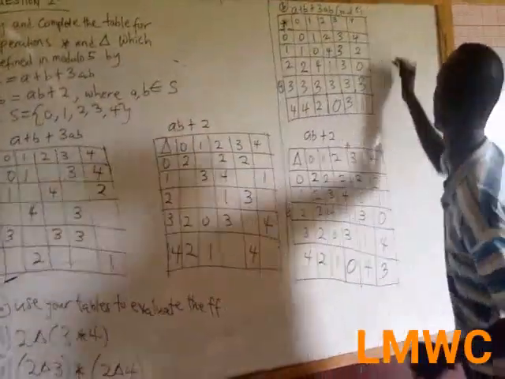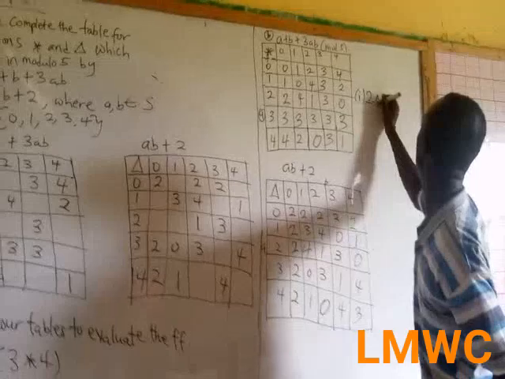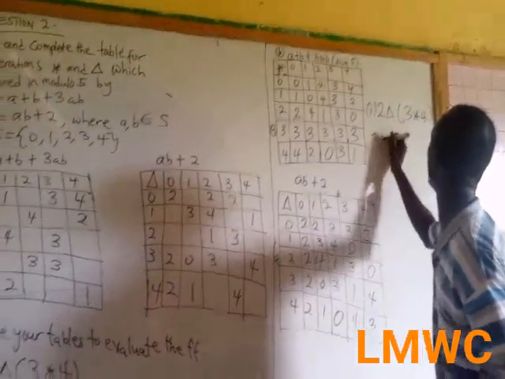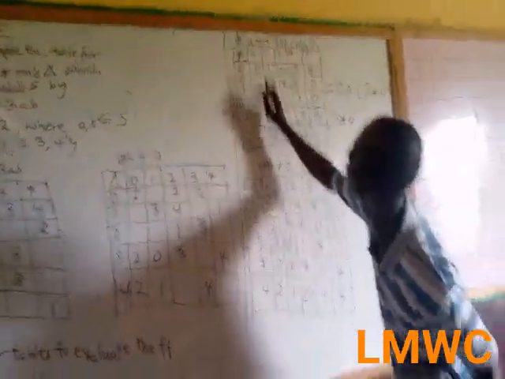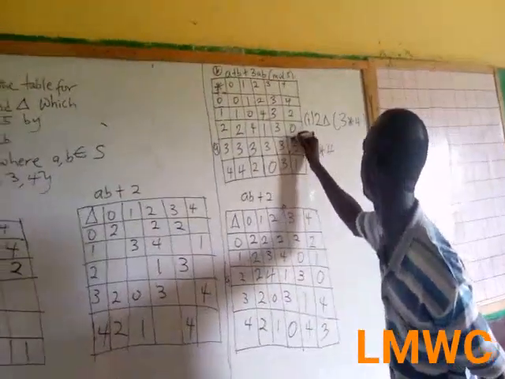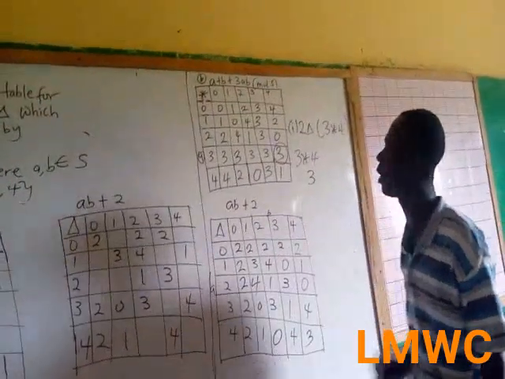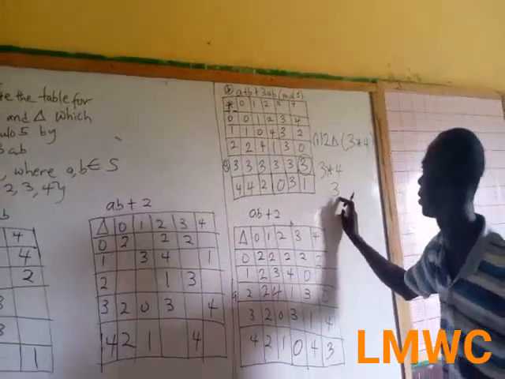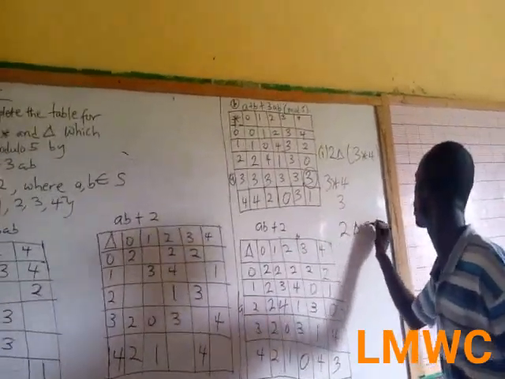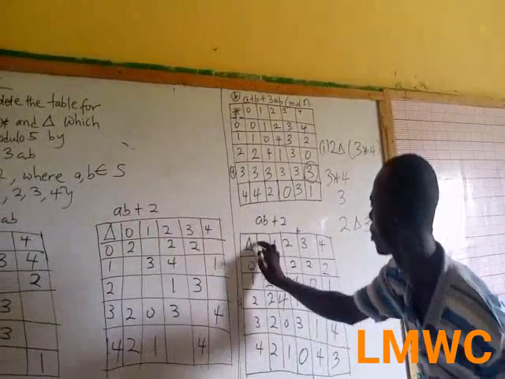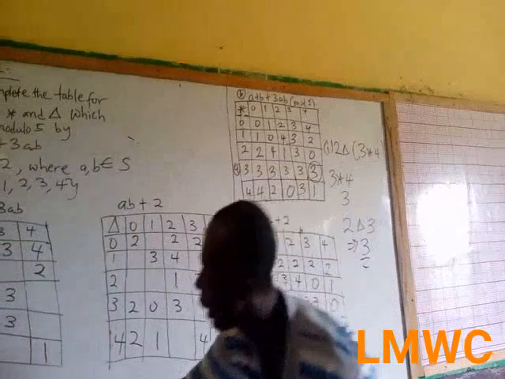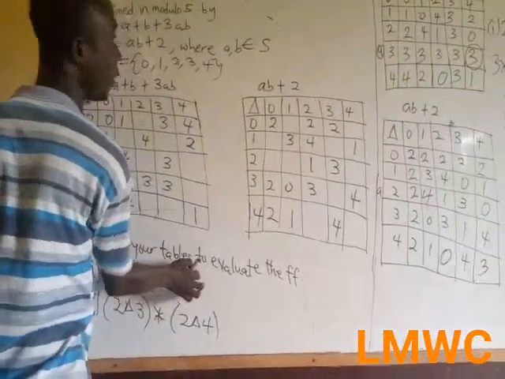Let's work them out. They have given us 2 star 3 star 4. You first work out the one in the bracket. 3 star 4 is what? 3. So we now have 3 for the bracket. So we eliminate this bracket and substitute this 3. We are now having 2 star 3. And 2 star 3 is what? 3. So the answer is 3. We are getting 3 for this one.